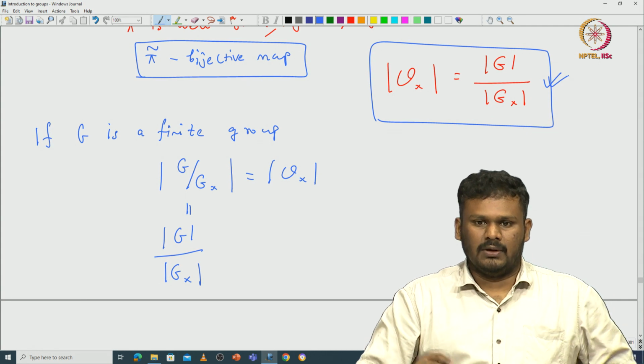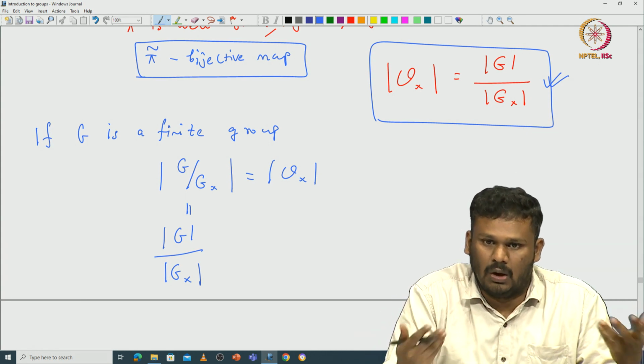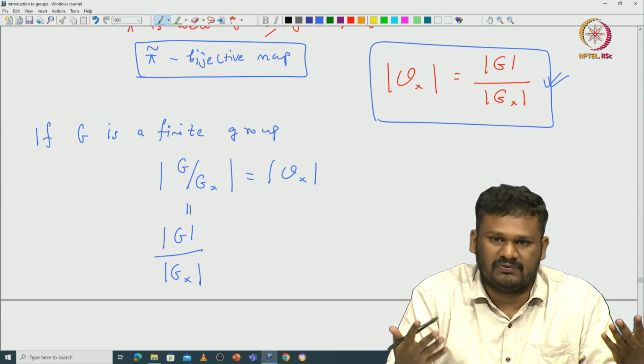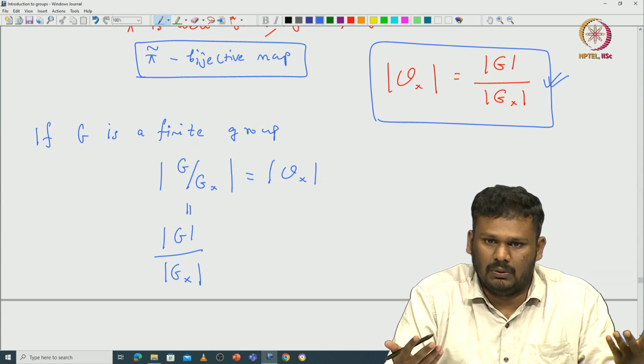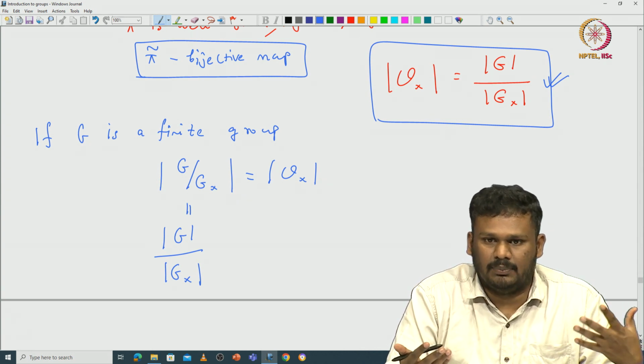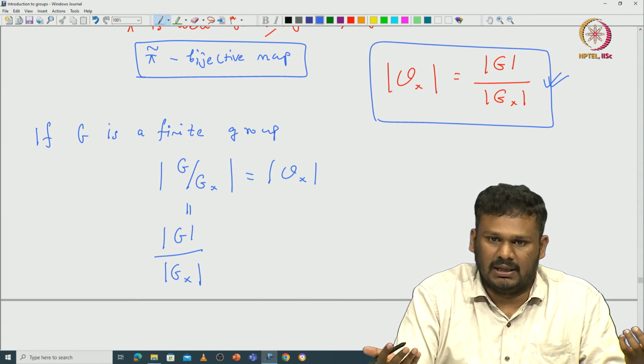Let us say we have some unknown set capital X which we are interested in counting. For some reason, let us say we know that the set is finite. To count that set we can use this powerful tool called group action. You find a nice group G, and you make that group act on this capital X.